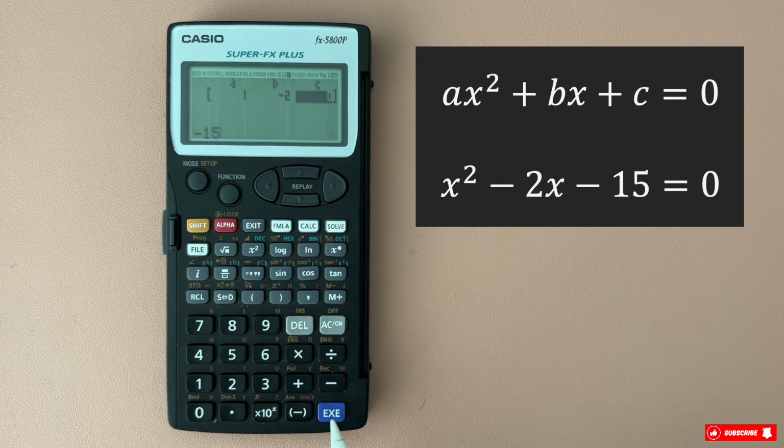We're going to click on execute, and now we have all the coefficients, and we're going to get 2 answers for x. The first one is 5, and the second one is minus 3, which is what we found before.